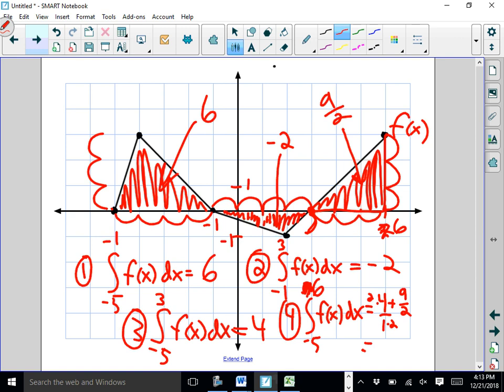Okay. We'll look more at this kind of stuff on Monday. But what I want you to know right now is, integral equals area under the curve.